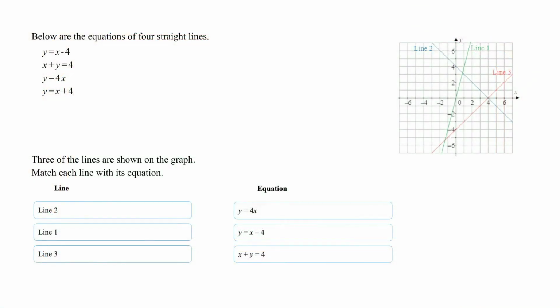Let's have a look at this question. We have 4 equations and 3 lines on a graph. We are asked to figure out which equation belongs to which line. To do this the fastest way possible, we are going to look first at the y-intercept and the slope.